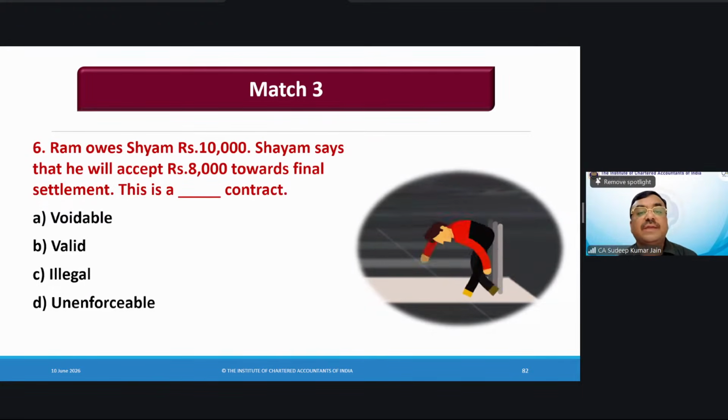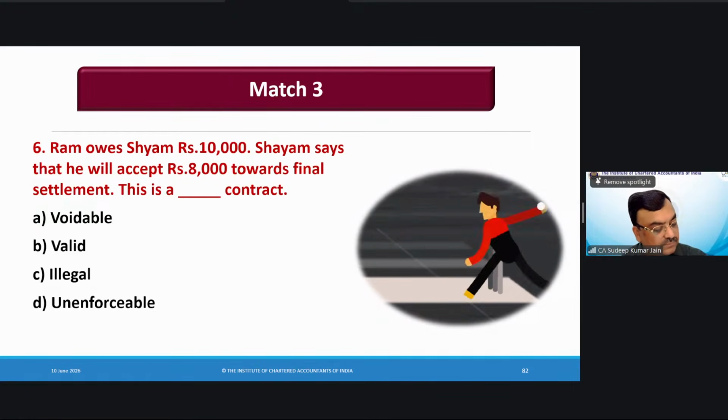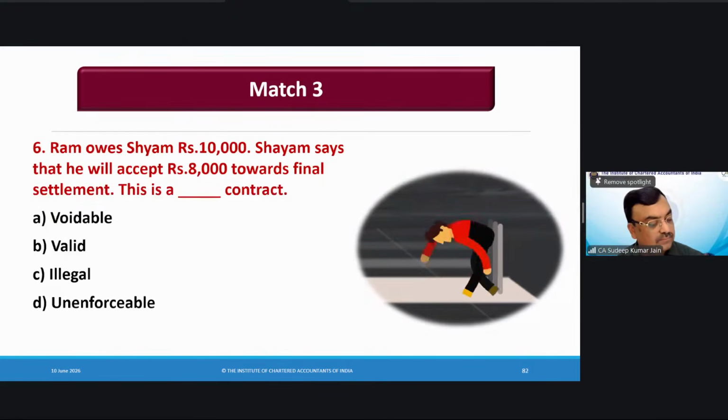Ram owes Sham rupees 10,000. Sham says that he will accept 8,000 towards final settlement. This is a voidable contract, valid contract, illegal contract, or unenforceable. So let's start the answers.